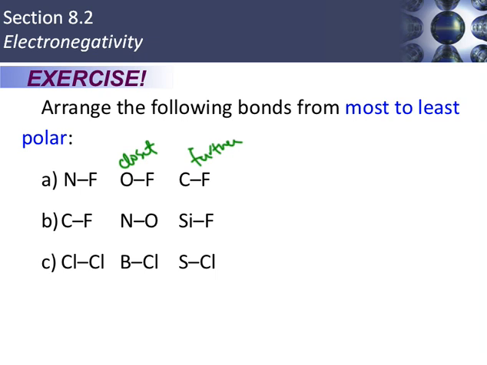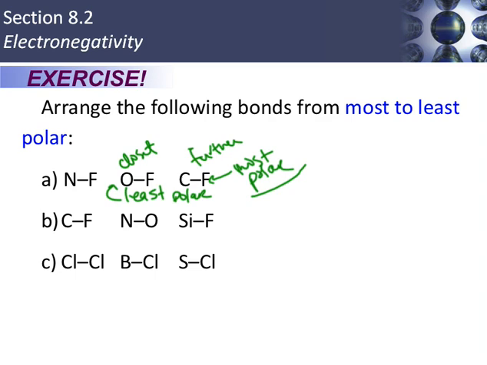So what can you tell me about their polarities? The O to F is the least polar because they are the closest in electronegativity, making C to F the most polar because those are furthest apart. Remember, the further apart they are, the bigger the electronegativity difference. All right, so then NF is in the middle, right?